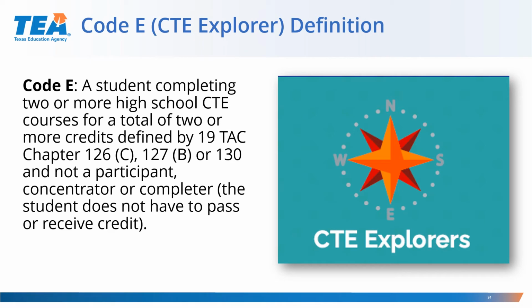Okay, now we're going to get into code E, or explorers. An explorer is any student completing 2 or more credits, defined by chapters 126C, 127B, or 130, and is also not a participant, a concentrator, or a completer. And again, the student does not have to pass or receive credit. Note that these students are not completing courses in the same program of study, because if they were and they passed and received credit, they would be a concentrator or a completer. The most typical code E's are when a student is sampling courses across multiple programs of study.